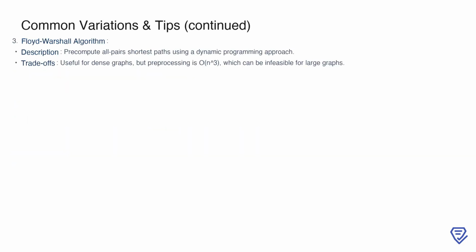Finally, another approach worth considering is the Floyd-Warshall algorithm. This method pre-computes all pairs' shortest paths using dynamic programming. While it's particularly effective for dense graphs where every node is connected to many others, the pre-processing complexity of O(n cubed) makes it impractical for larger graphs. This trade-off highlights the importance of tailoring your approach to the specific constraints of the problem. For instance, if the graph is small or dense and you need to handle numerous queries, Floyd-Warshall may be a viable option. However, for sparse graphs or scenarios where pre-processing time is critical, union find-based methods would likely be more suitable.